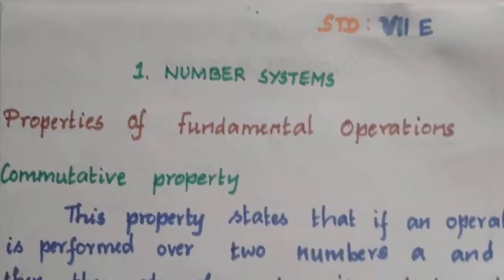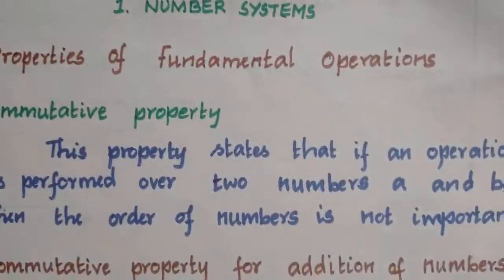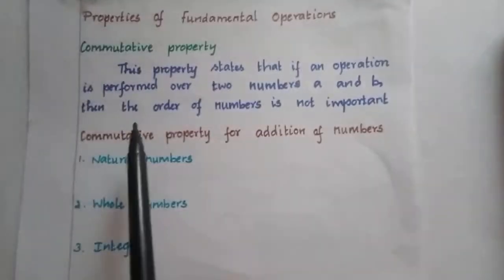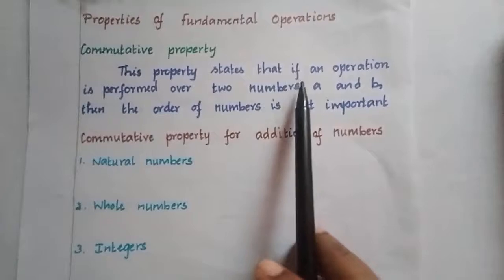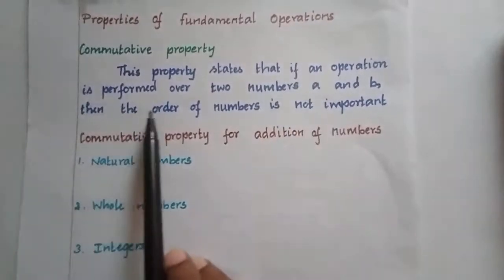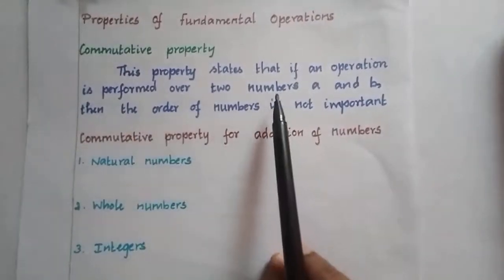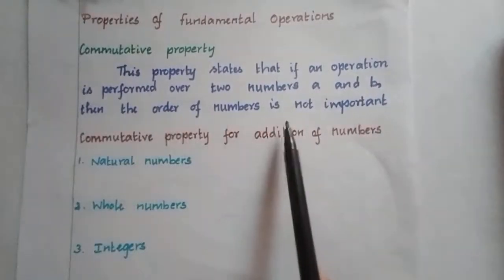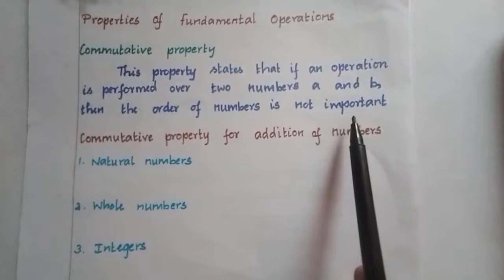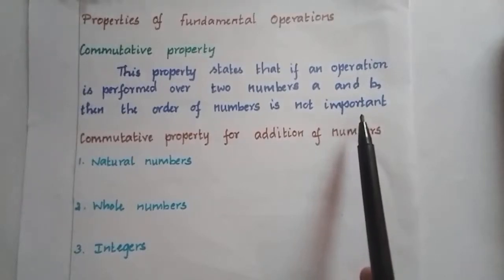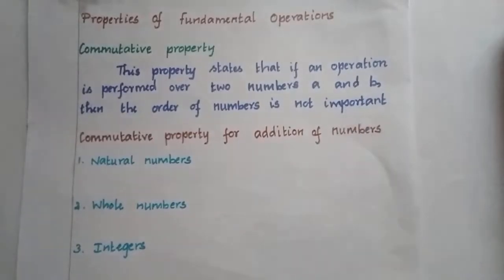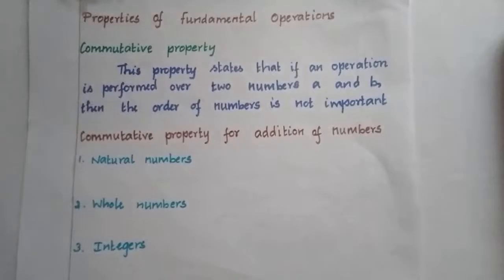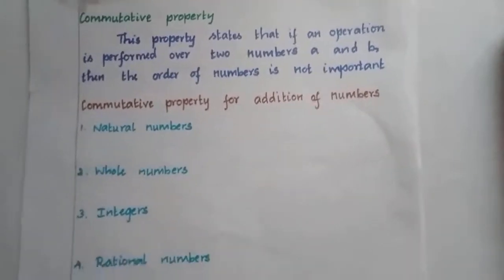Commutative property. This property states that if an operation is performed over two numbers a and b, then the order of numbers is not important. That is, whether we take a first or b first doesn't matter. Let us check this property for the operations of addition and subtraction of numbers.